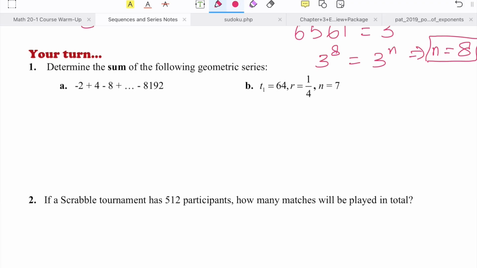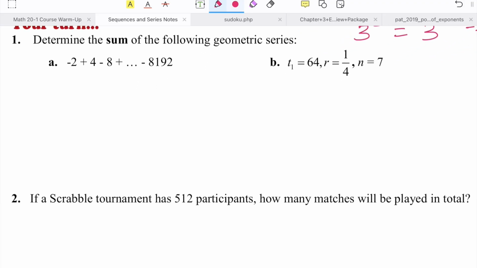Okay, so the first question, what formula should we use? For the Scrabble? This one. We should use the second one, because Tn is given, and then this is T1. So R would be 4 over negative 2, which is just negative 2, right? And then we'll put it in the formula, right?